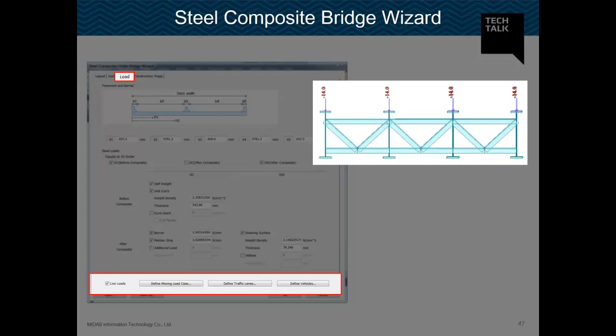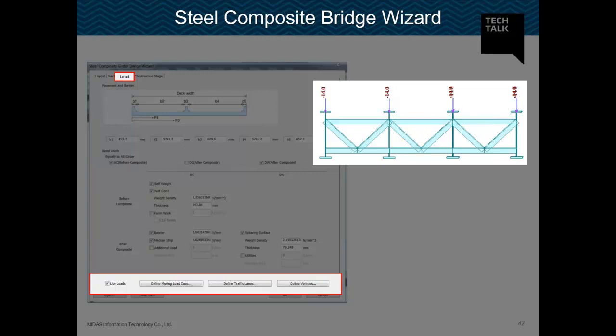Then moving loads. So even moving loads can be defined in this wizard itself. So moving load as per European standard is available in the software, also available as per British standard. And you can define the number of lanes on this. You can define vehicles, and you can tell the program on which lanes will what type of vehicles run.